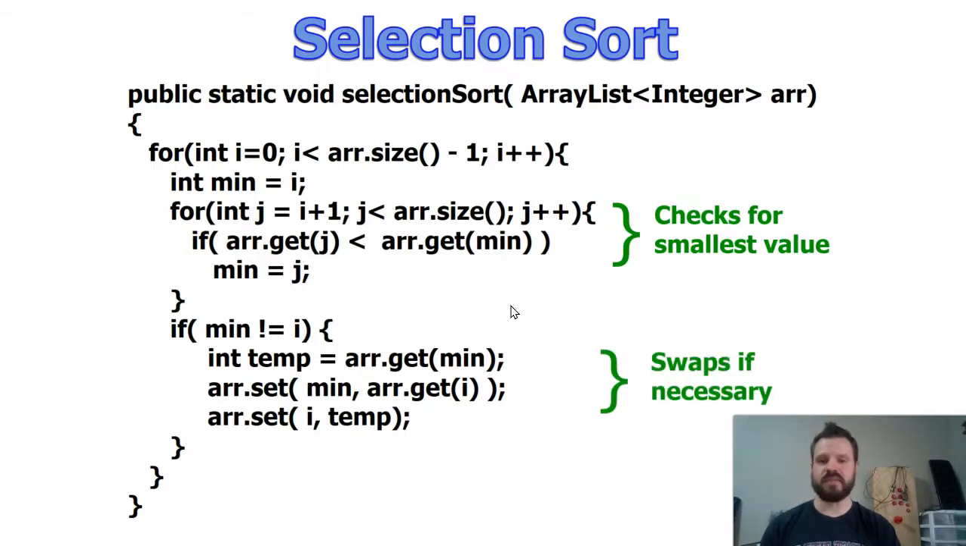The next piece of this is we're going to swap items if necessary. So if we found a new minimum and it's not the I we started out with from the beginning of that for loop, we're going to do a pretty typical swap algorithm here. We'll create a temp value with the minimum. We'll set the minimum to what was at I. We'll set what was at I to that temp value, and we'll just switch places in the array.